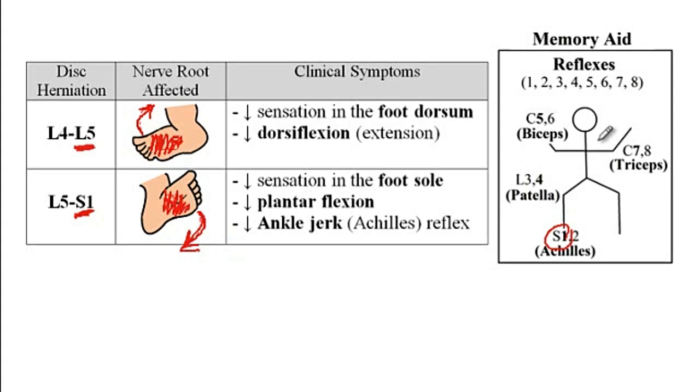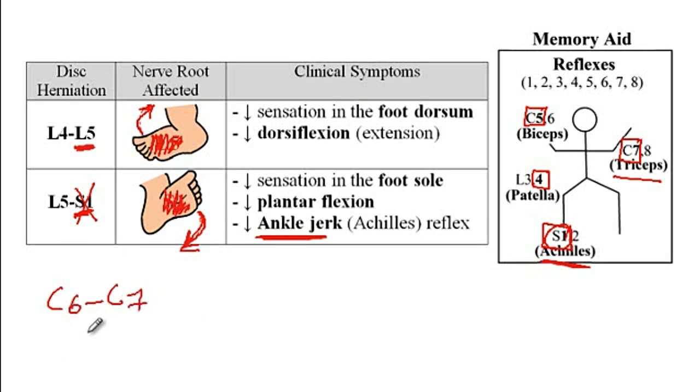And then with the reflexes, this is an easy memory aid to help you remember: S1, S2, L3, L4, C5, C6, and C7, C8. So I would like you to know that S1 nerve root is required for the ankle reflex, L4 nerve root is required for the patellar reflex, C5 is required for the biceps reflex, and finally C7 is required for the triceps reflex. So therefore with the L5 S1 disc herniation, since the S1 is affected, the ankle jerk reflex will also be decreased.